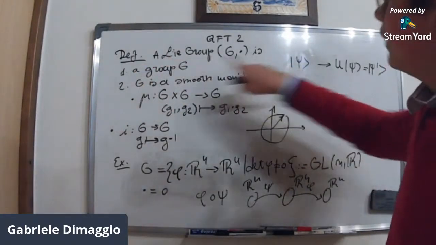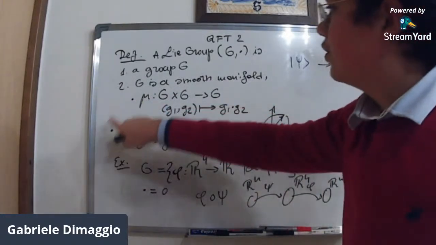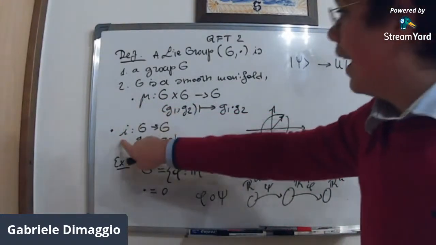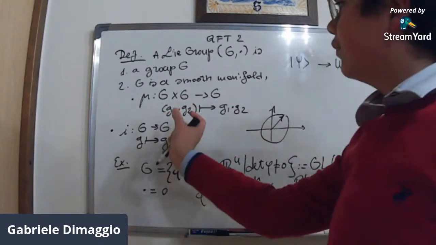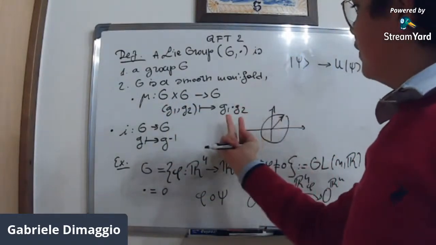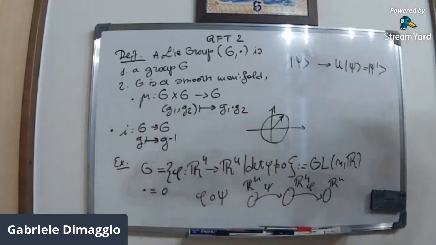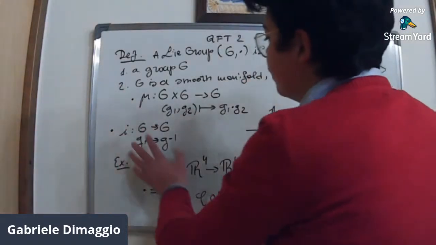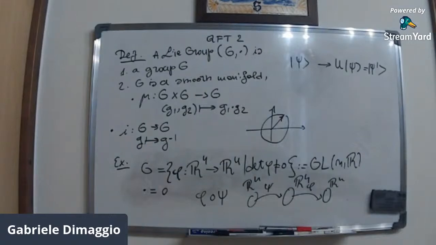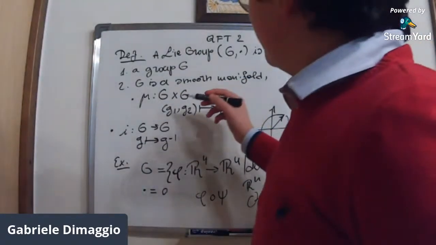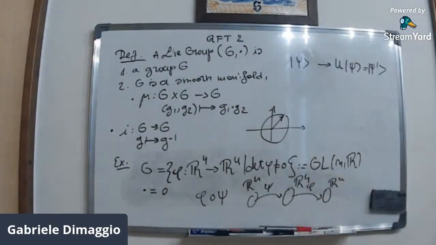So a Lie group is a group and is a smooth manifold. Okay, and then I have these two kinds of maps, mu and i. The first map takes two elements of the group and gives the operation between these two elements. The second map takes just an element of the group and gives the inverse of this element. Perfect. And the property of these two maps is that both are smooth. Okay. Perfect.